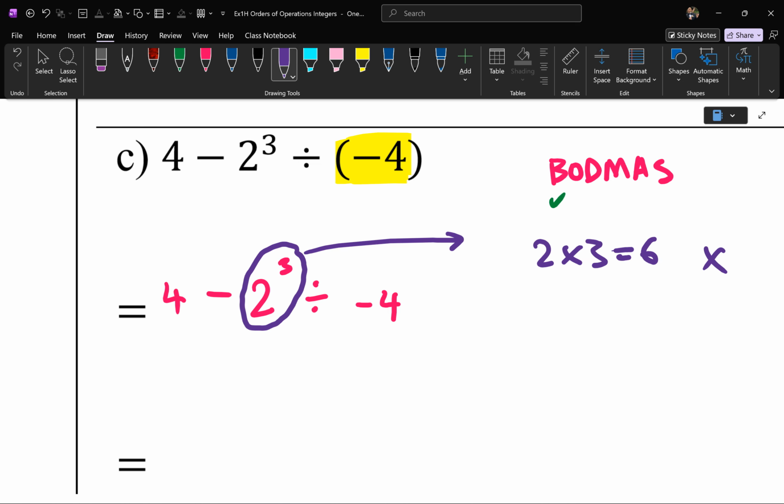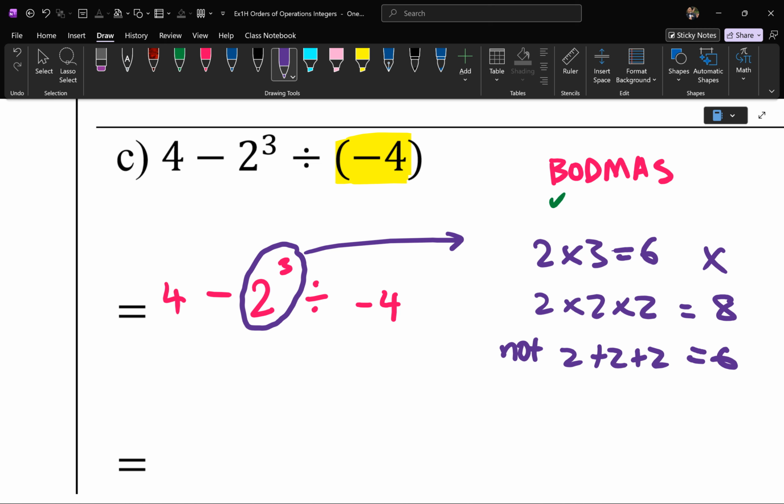Very good. It is the repeated multiplication 3 times. It actually means 2 times 2 times 2, which is 8. Because 2 times 2 is 4, 4 times 2 is 8. Not 2 times 3, because when you say 2 times 3, what you're saying is 2 plus 2 plus 2. That's how you're getting 6. Okay, so two different things.